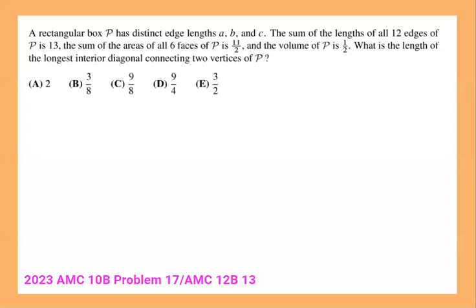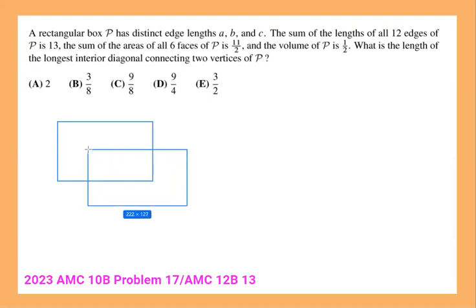Hello, everyone. So we have a geometry problem for number 17, 10b, and 13, 12b. We are given a rectangular box. We don't really need to draw the picture, but I will do this for the sake of seeing those pieces. So let's get started with that, okay?